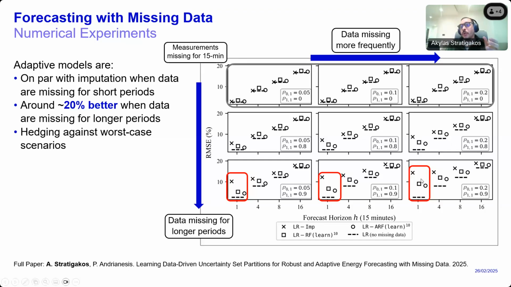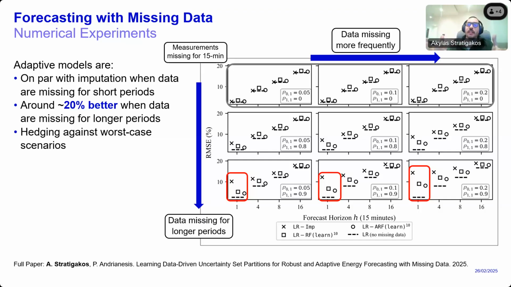So in this worst case scenario, we see that we get an RMSE of approximately 15%, while the proposed approach manages to hedge against the risk and maintains an RMSE that is lower than 10%. So in essence, our adaptive models are on par with imputation when data are missing for short periods and considerably better when data are missing for longer periods. And in this case, what we have managed to achieve is that we are hedging against worst case scenario. And we do so without additional operational cost.